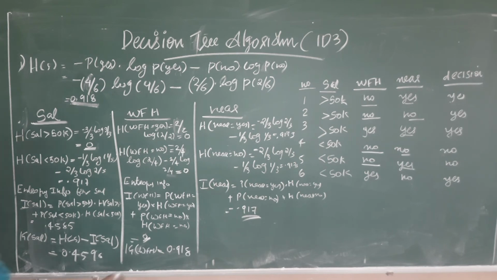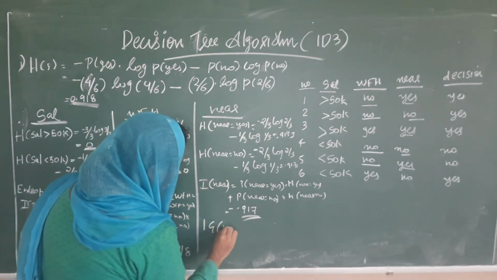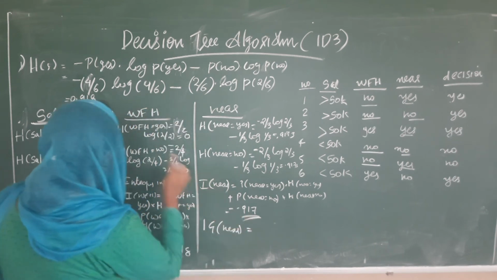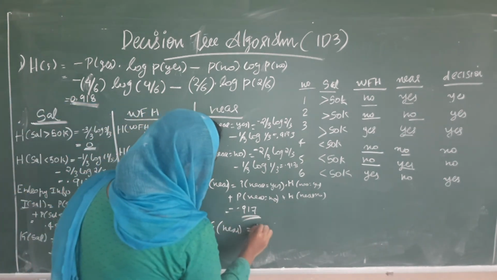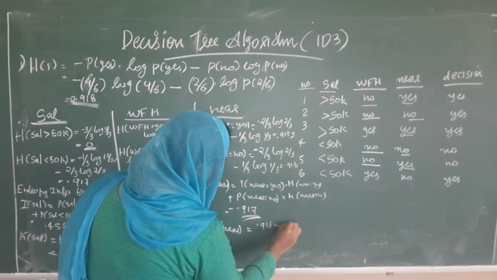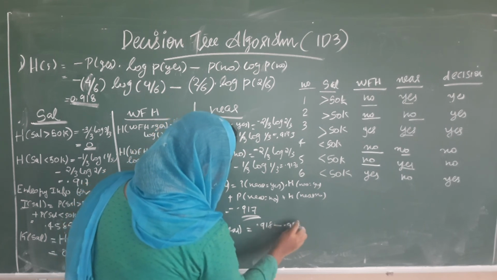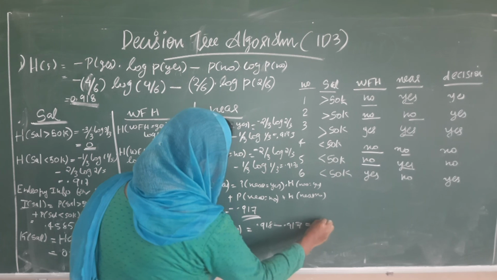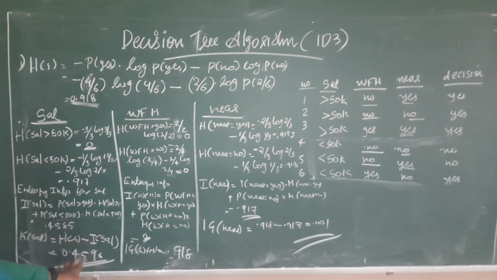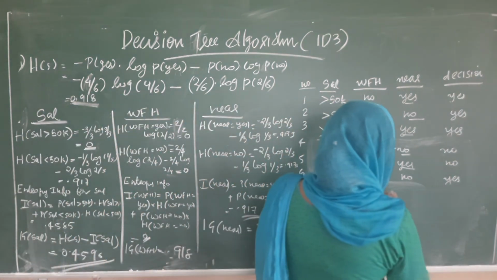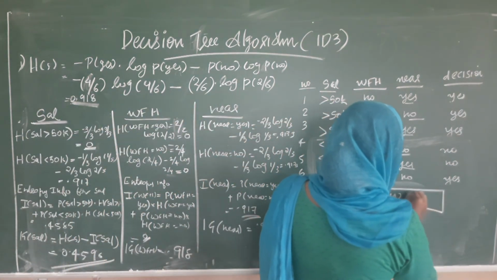And when you see the information gain for near, what you will get is you have to subtract 0.917 from 0.918, and the value is 0.001. So work from home is the attribute which is having highest information gain. So the work from home must be the first splitting attribute.